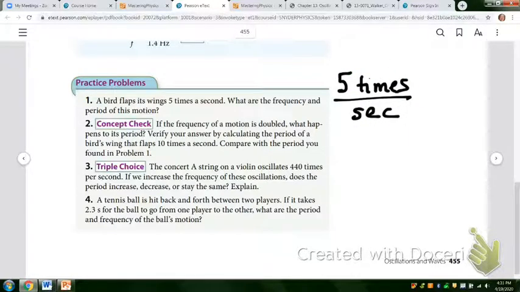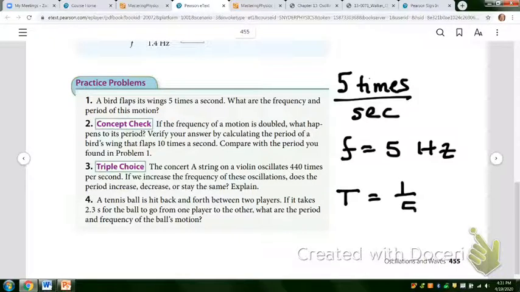So my frequency is equal to 5 hertz. Hertz are just simply number of cycles per second. There are 5 cycles per second. So period is the reciprocal of that. Period, we use the letter T. The reciprocal of 5 is 1/5. So that means there's 1 second per 5 cycles, or 1/5 of a second per cycle, however you want to think about it. And that's number 1. All right, let's look at problem number 2.